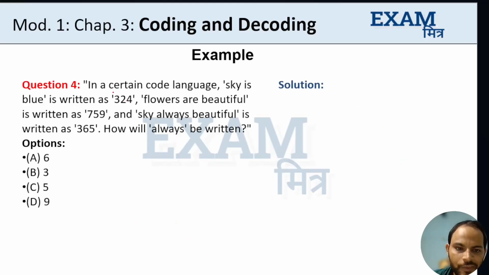Question number 4. In a certain code, sky is blue. So sky is blue is 3, 2, 4.